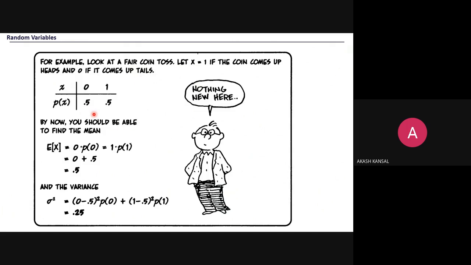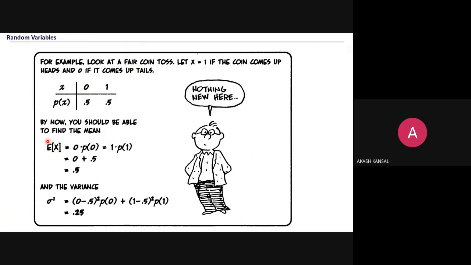Okay. Then we prepare the table where we have small x. Small x is the value of capital X. So small x can be 0 or 1. The probability of getting small x as 0, which is getting heads, is 0.5, and getting tails is 0.5 only. Now, again, with the earlier formulas, expectation of X.